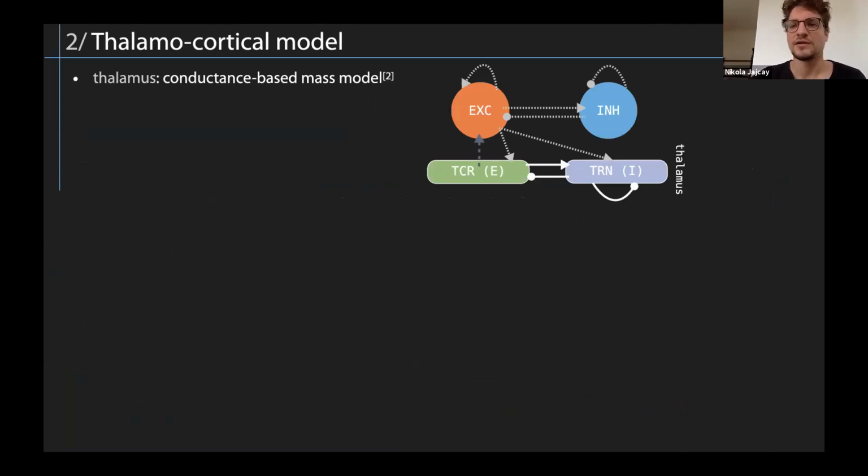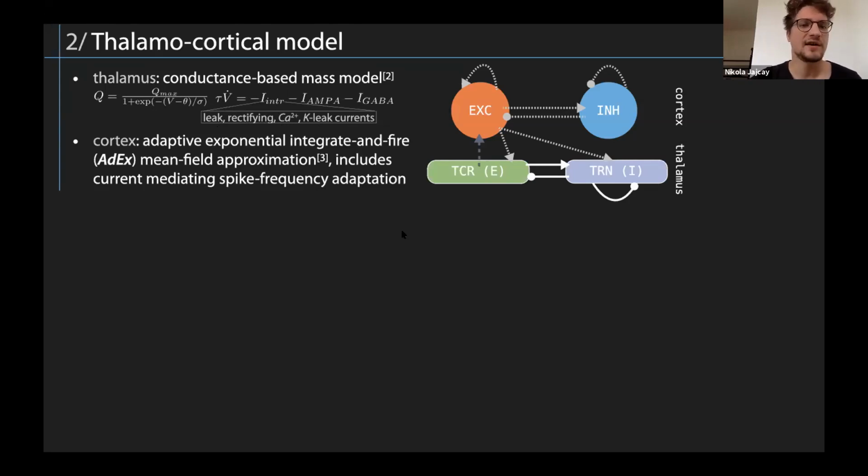A few words about the model. We are using two different models for two different brain areas, of course. The thalamus is a conductance-based mass model with two populations. The TCR stands for thalamocortical relay neurons, an excitatory population, and TRN stands for thalamic reticular nuclei, which is an inhibitory population. Since it's a conductance-based model, our main variable is the firing rate, which is a simple monotonic transfer function. And then, of course, the average membrane potential is evolving according to Hodgkin-Huxley-like dynamics, where we have intrinsic currents important for thalamus, which are the rectifying current, calcium current, and potassium leak currents.